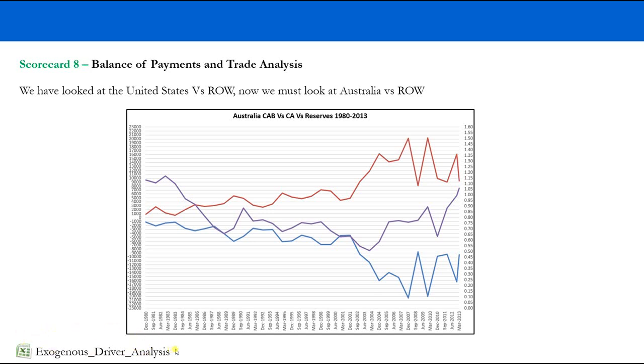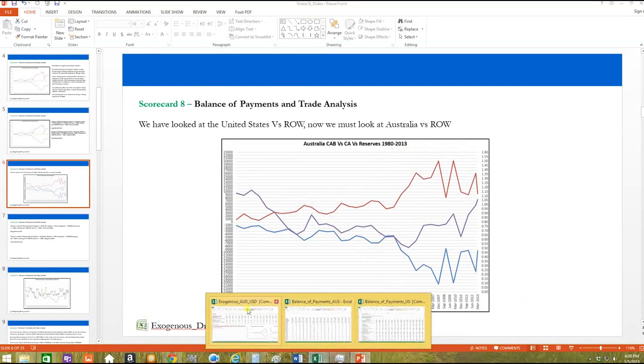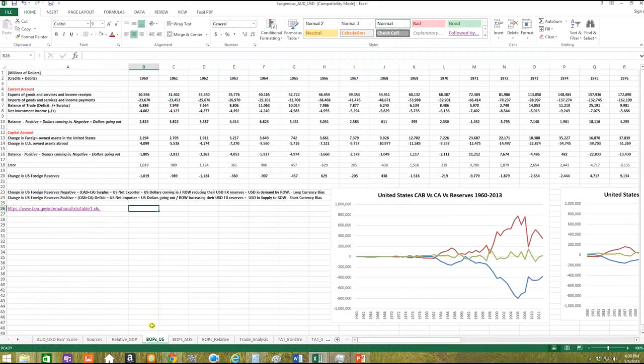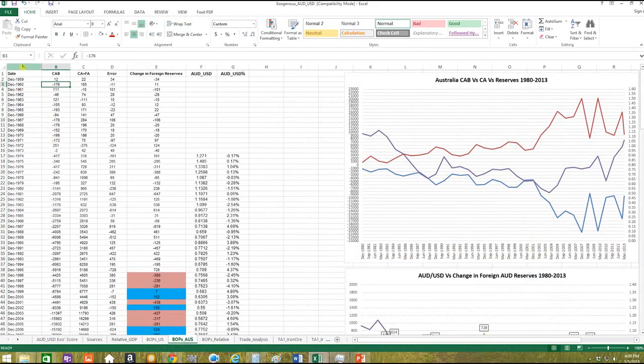And all of the data, the trade data for Australia, is available in the spreadsheet. So let's go over to the spreadsheet now. If you go into the exogenous spreadsheet and you click out of balance of payments US and click into balance of payments Australia, you'll see that we have a whole bunch of data here. And the first column we have, in column A, is the date, and we're going up again by years.